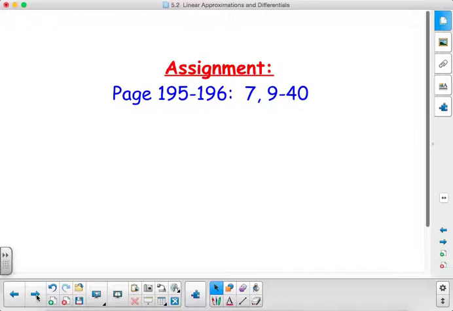9 through 40 are going to go pretty fast. 9 through 20, I think 25, is all just deriving. I guess I take the derivative. 26 through 40 is just going to be anti-deriving. We're about to be a little practice.